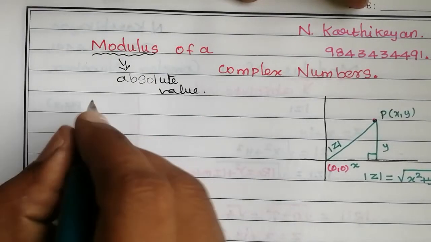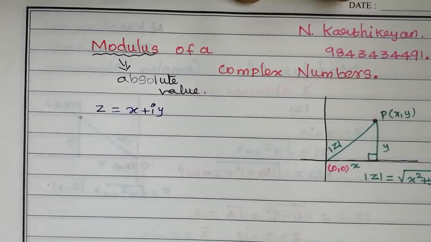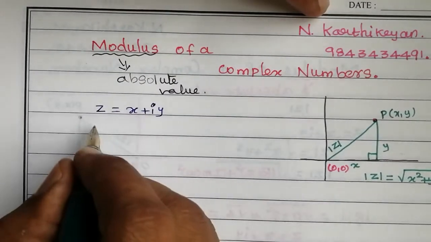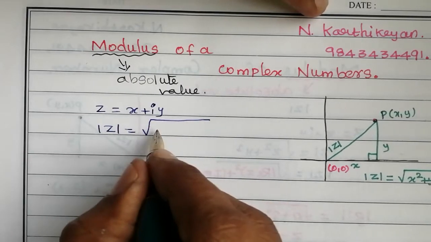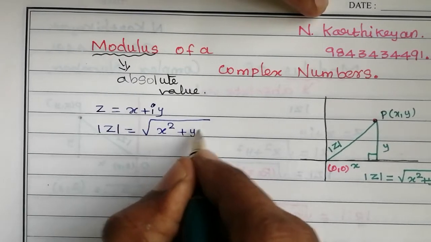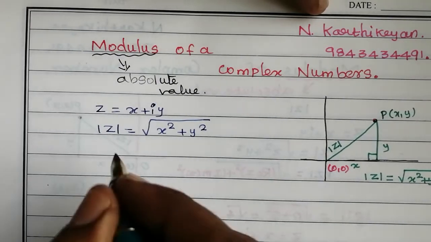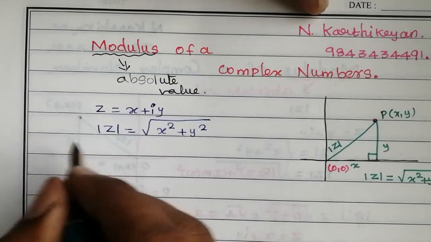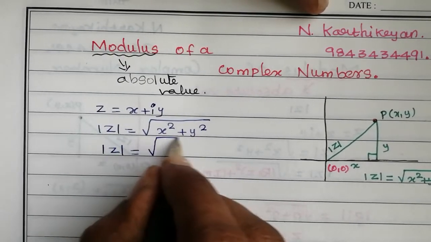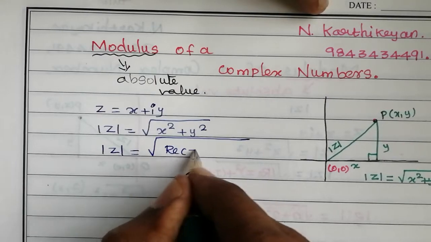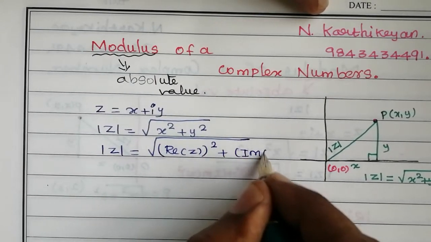Now let z equal to x plus iy. So modulus of z is nothing but the square root of the real part the whole square plus the imaginary part the whole square. Next, modulus of z equals the square root of real z the whole square plus imaginary of z the whole square.